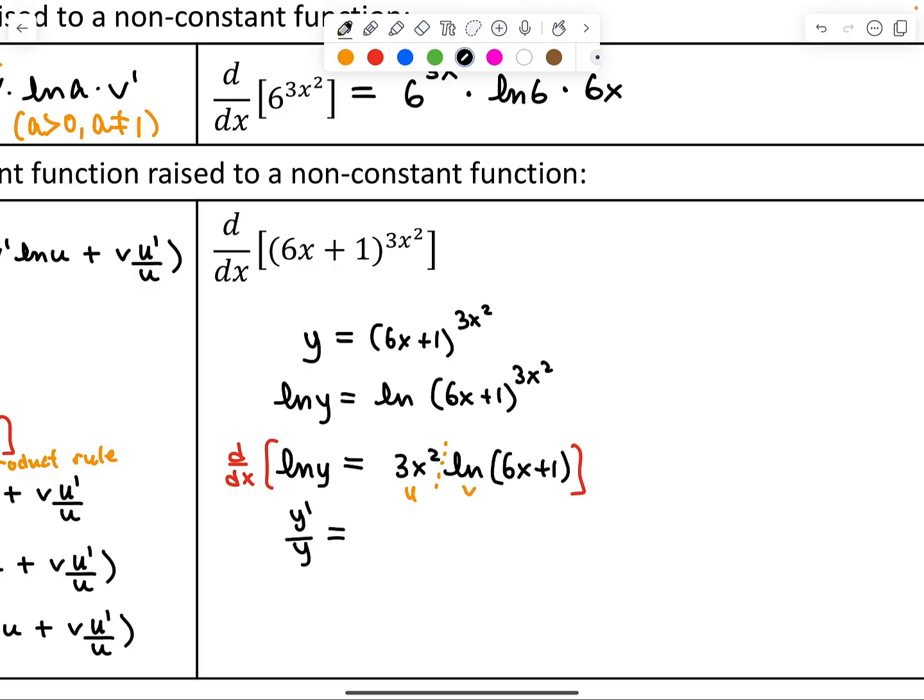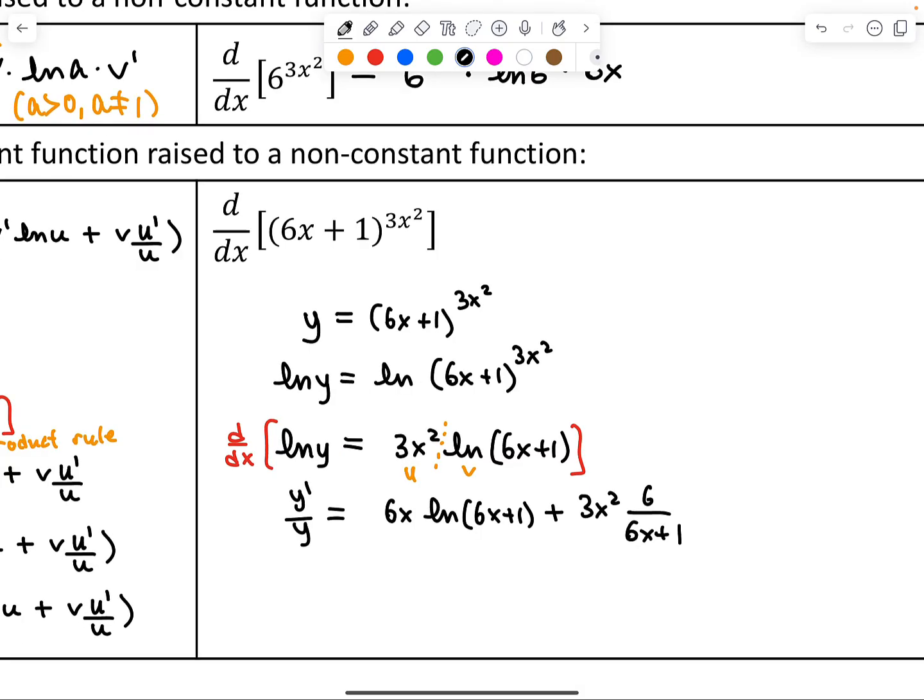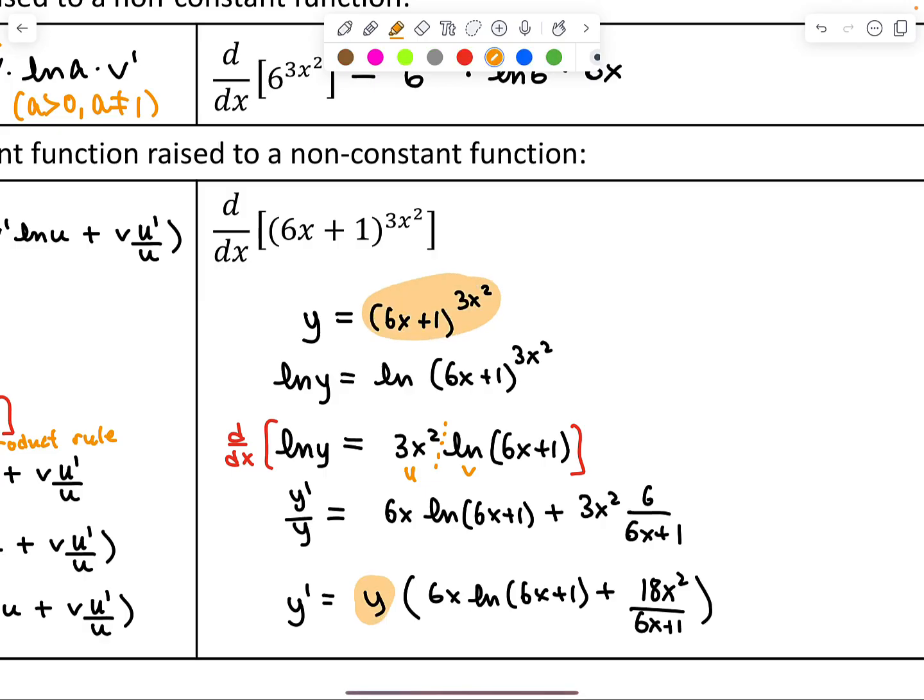So the derivative of 3x squared is 6x times the second plus the first. And the derivative of natural log of 6x plus 1 is the derivative of the argument, which is 6, over the argument. And then final step, multiply the y to this side. I'll get an 18x squared over a 6x plus 1 as that last term. And then finally, change this y back to this function. And I'll put my final result right up here. So the derivative of this function is equal to this function times all of this, which I'll just copy and paste.